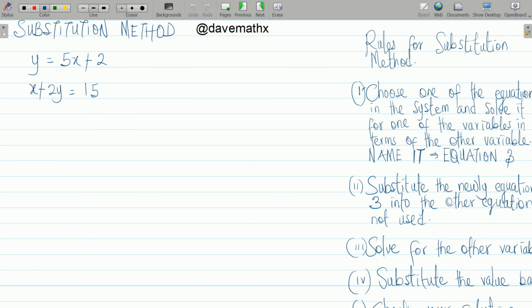I will start with question 1. Y equals 5x plus 2. X plus 2y equals 15. Equation 1 represents the top, while 2 is the bottom.